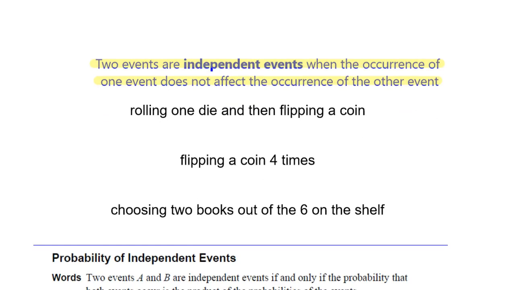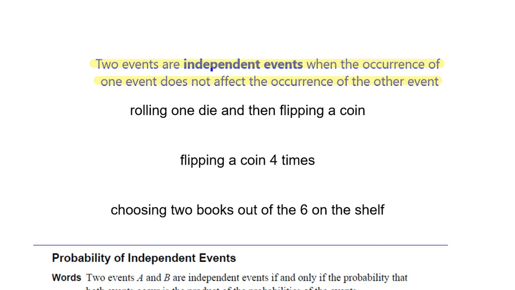I want to start talking about the independent events, and those were the ones where we said the first one doesn't affect the second one. So if you roll a die and then you flip a coin, does what you get on the die affect what you can get on the coin? And the answer is no, they don't affect each other at all. So those would be independent events. If I flip a coin 4 times, does what I get on the first affect the second, or the third, or the fourth? No, each flip is independent of the others. So that's another example of independent events.